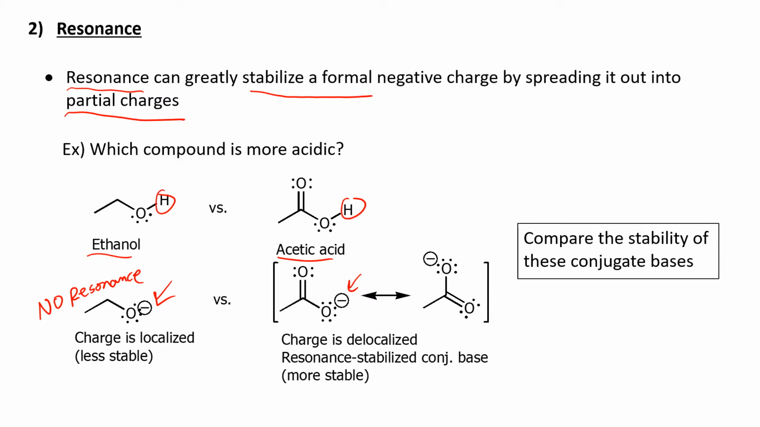However, we do see with acetic acid, the acetate ion here, we do see one of our patterns. We have an allylic positive charge, an allylic lone pair. So those electrons can move to give us a second resonance structure. And that delocalization can stabilize that formal charge by spreading it out over multiple atoms, making it a more stable compound. So the more stable the conjugate base, the more acidic its conjugate acid.